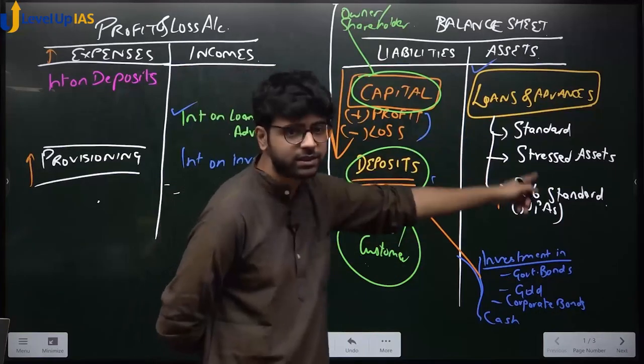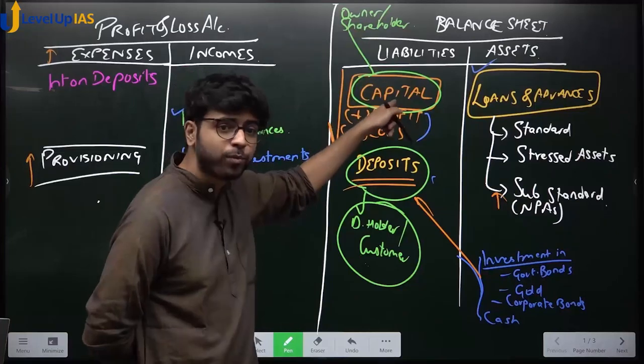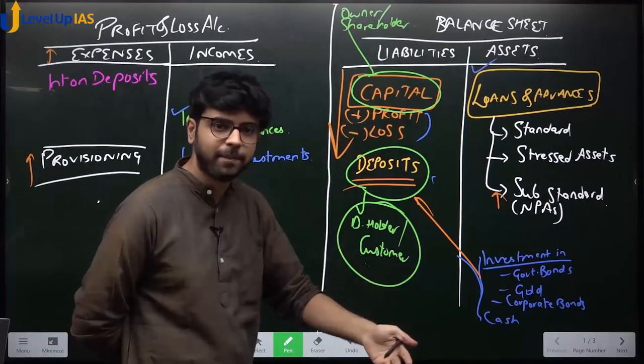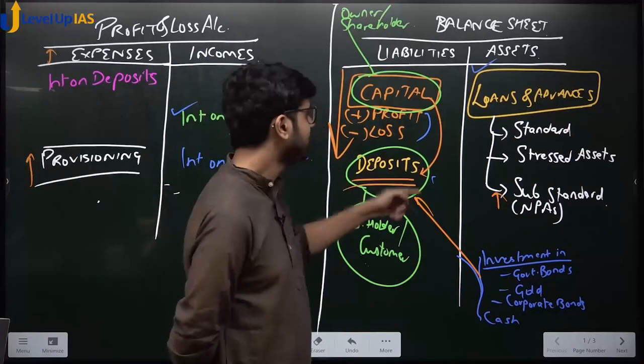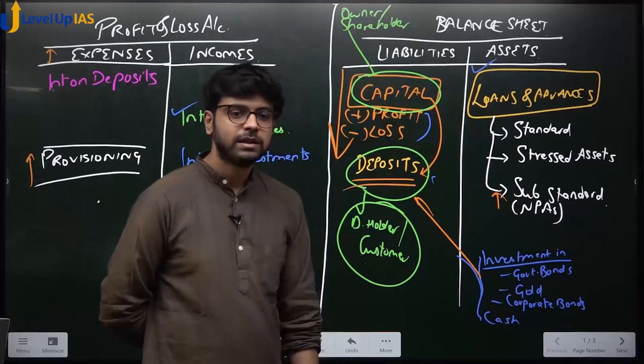What if this fails? You will ask the owners, put more capital. When they put more capital, what happens? More money comes in the bank and they are able to repay depositors. Do you agree with this? Last resort hai, but this is the ultimate resort. Do you agree? Theek hai?